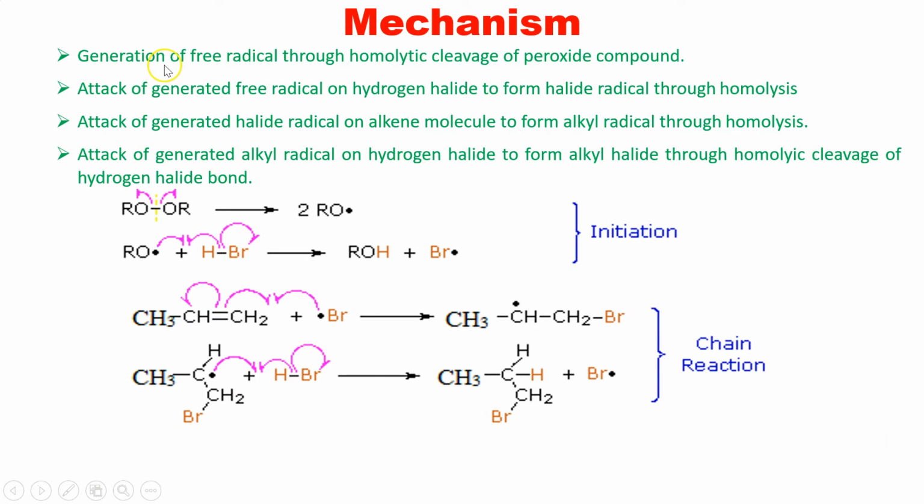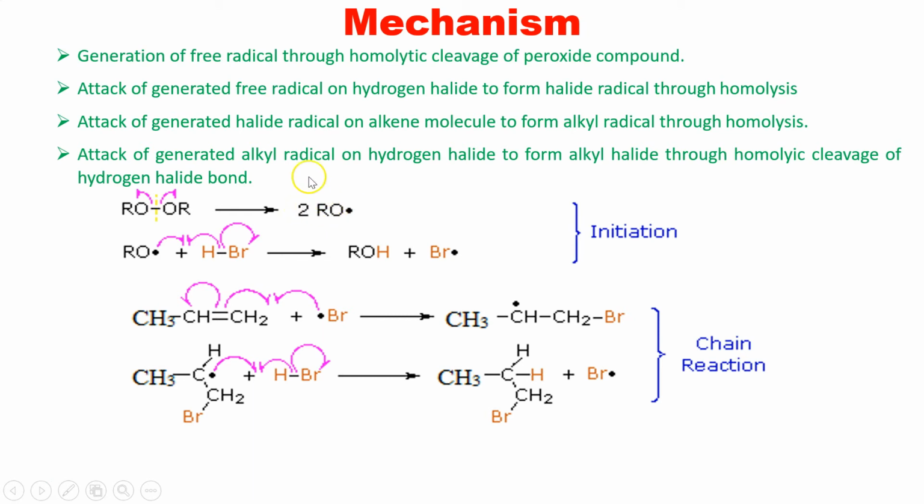See, the first step is the generation of free radical through homolytic cleavage of peroxide compound. So it is a peroxide compound. Here instead of hydrogen I have taken R, so it is a peroxide compound, and that peroxide compound will be equally distributed, meaning the bond breaking will be equal, it will be a homolytic cleavage, and that is why the free radicals are being generated.